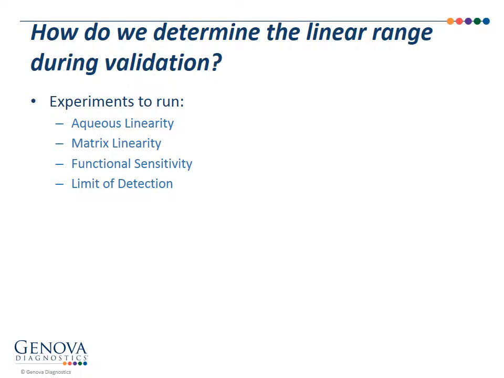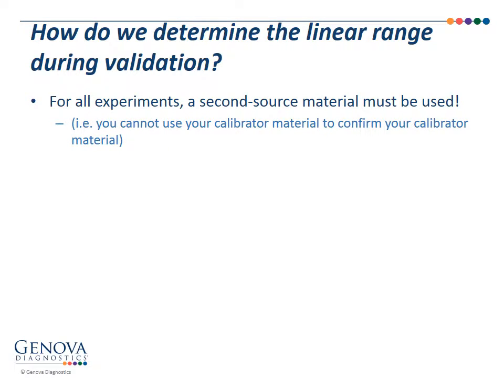So how do we determine these various cut points during validation? We have 4 experiments that we run. We run an aqueous linearity, a matrix linearity, a functional sensitivity, that's our limit of quantitation, and a limit of detection. For all experiments, you want to use a second source material. You cannot use your calibrator material to confirm your calibrator material. I cannot stress this enough. And this is something that we don't always think about, but it's vitally important, because if there is a flaw or an error in your calibration material and you use it to check itself, you're not going to be able to catch the error.